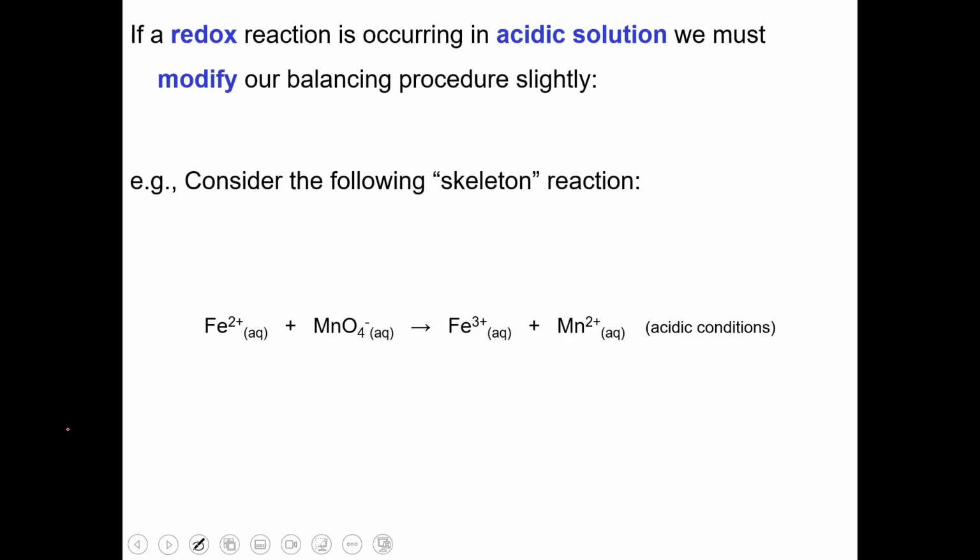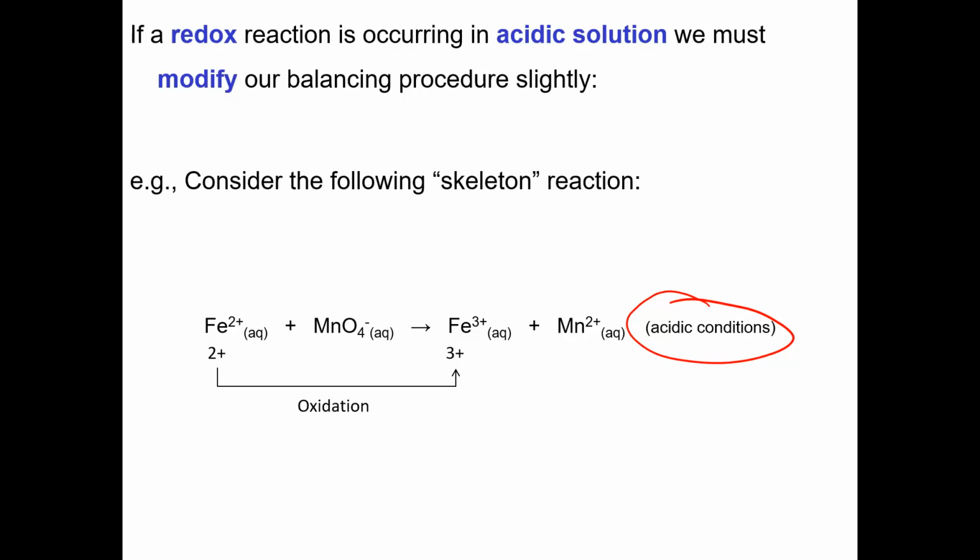Things can become more complicated though, in particular the balancing for mass. If a redox reaction is occurring in acidic solution, we have to modify our procedure slightly to take into account the presence of H+. So here we have an unbalanced redox reaction, and it's indicated that the reaction is taking place in acidic conditions. We're going to follow the same process for step 1, but for step 2, we're going to modify our balancing for mass procedure slightly.